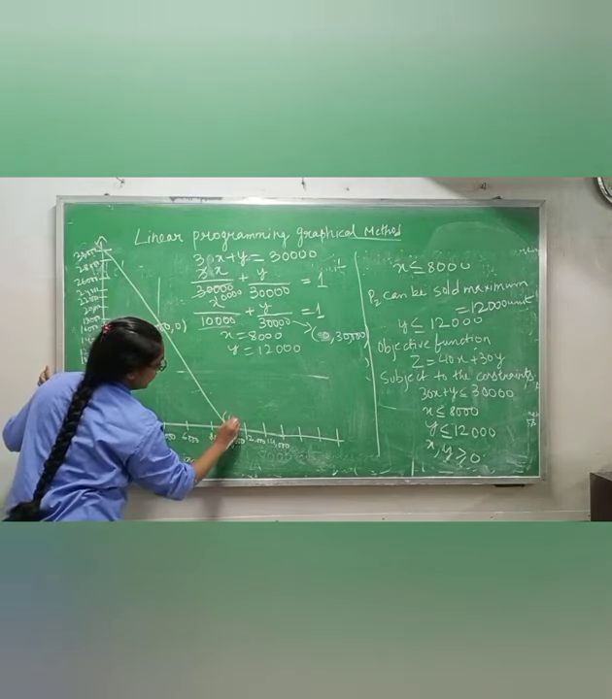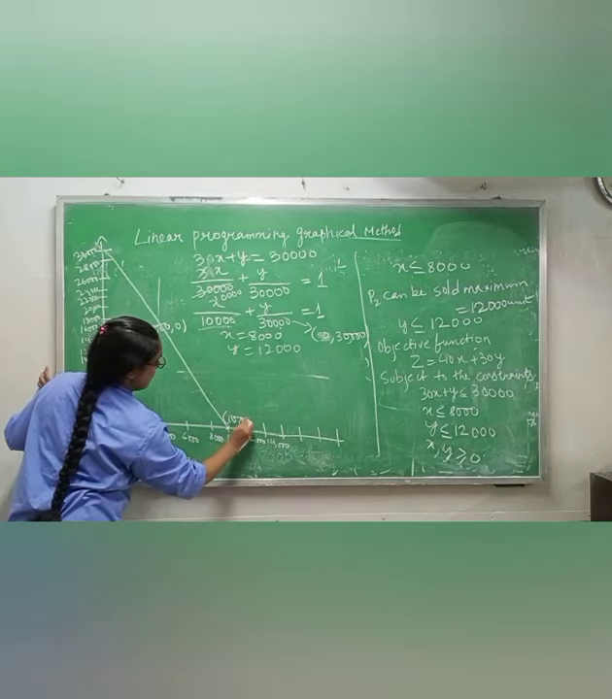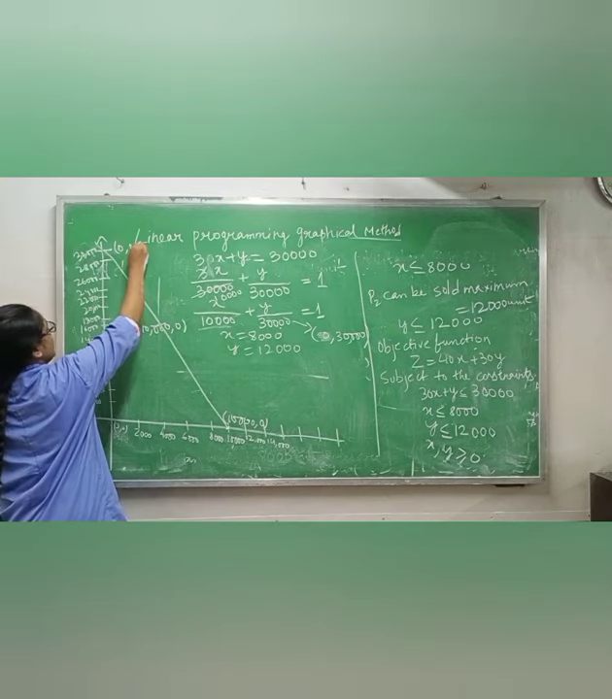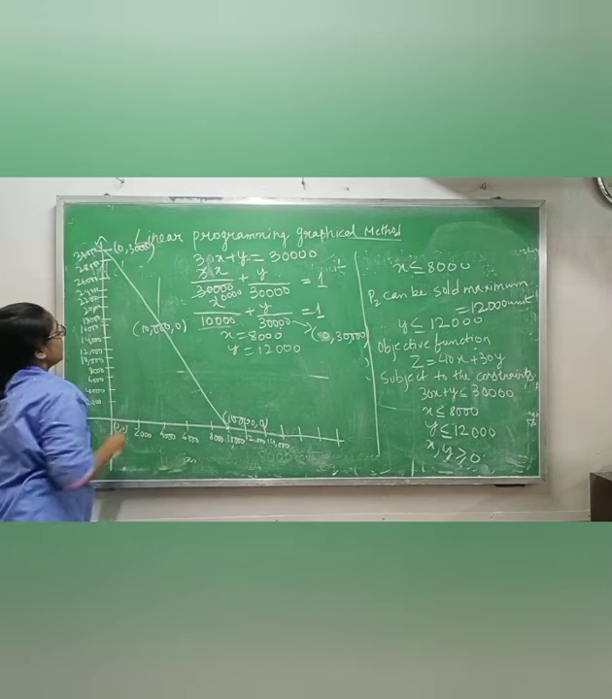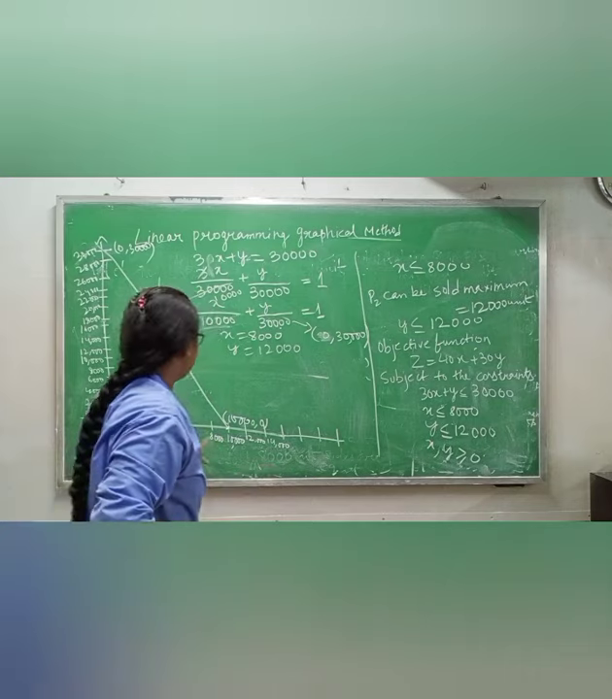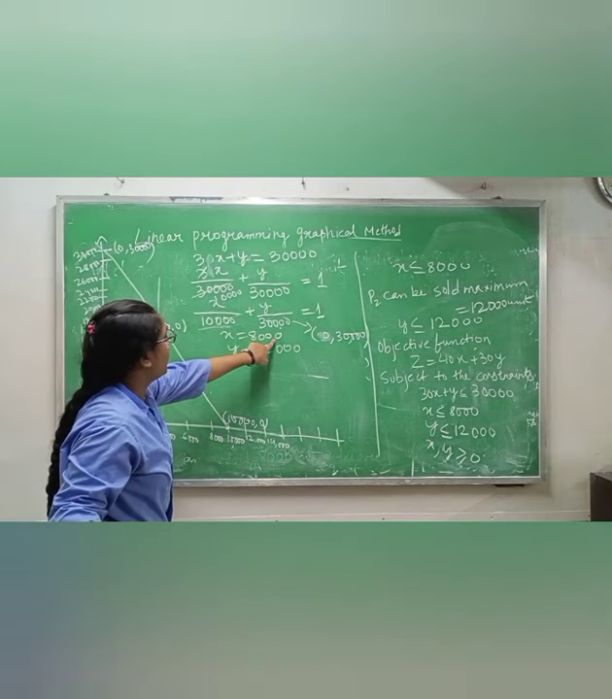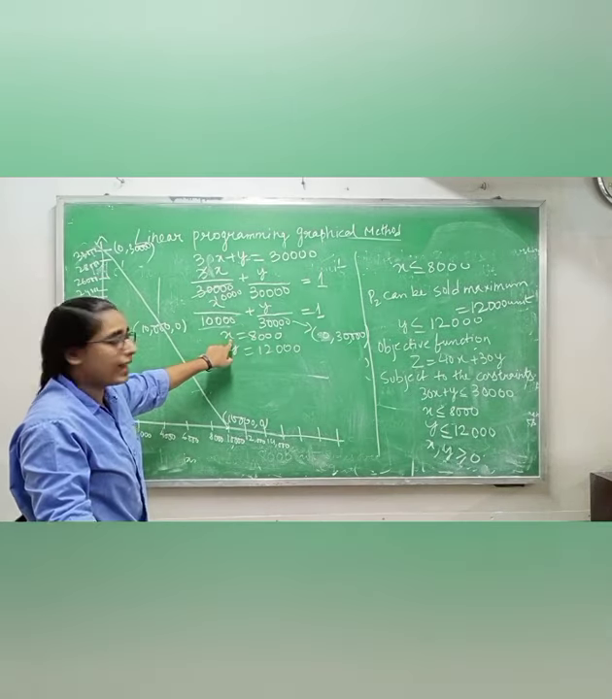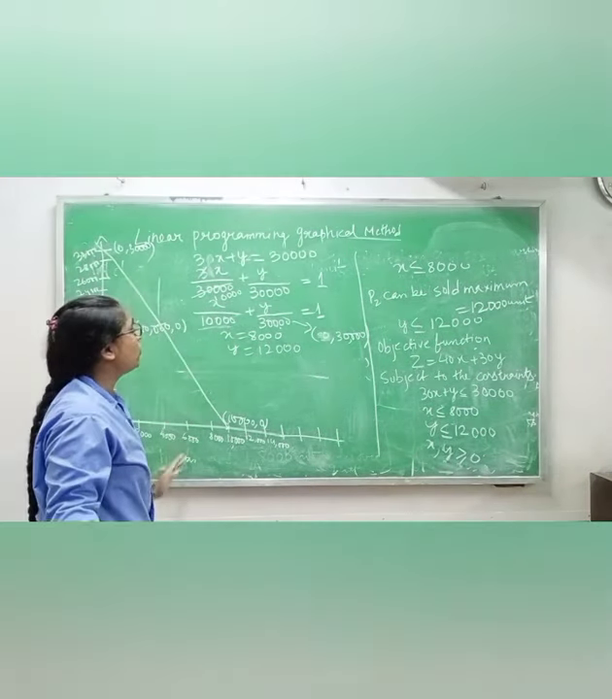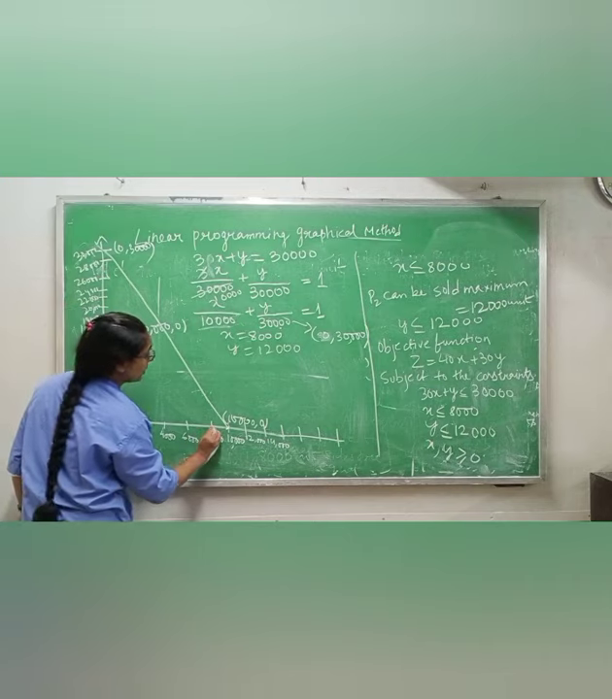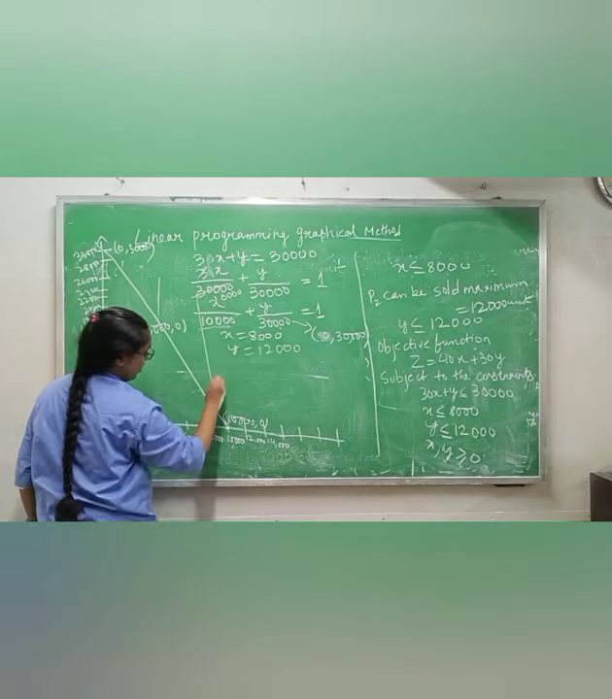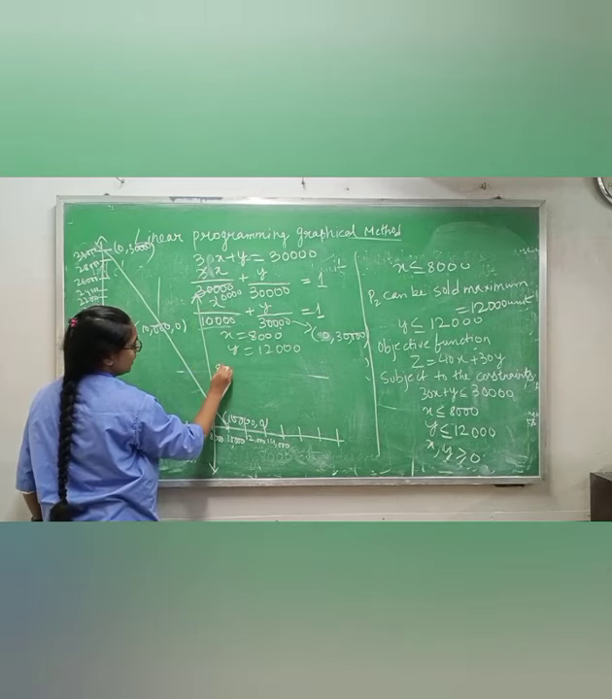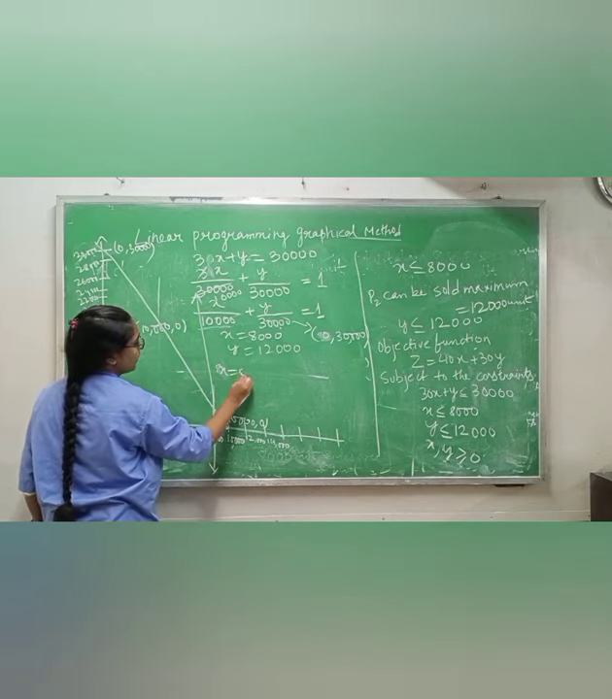Okay, so here you will write 10,000 comma 0 and here you will write 0 comma 30,000. After this you have to plot x equals 8,000, and you know y is not given, it means y is 0. At that time x will be parallel to the y axis, means 8,000 is here, so it will be parallel to the y axis. Okay, so this one is x equals 8,000.